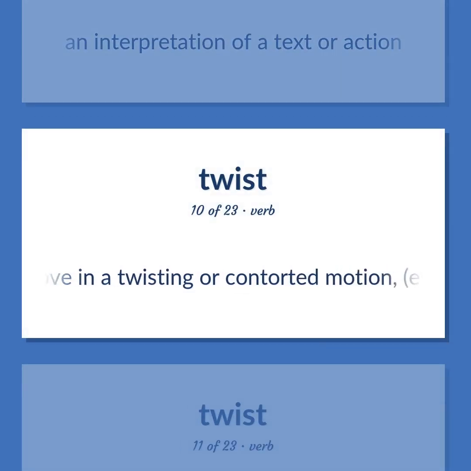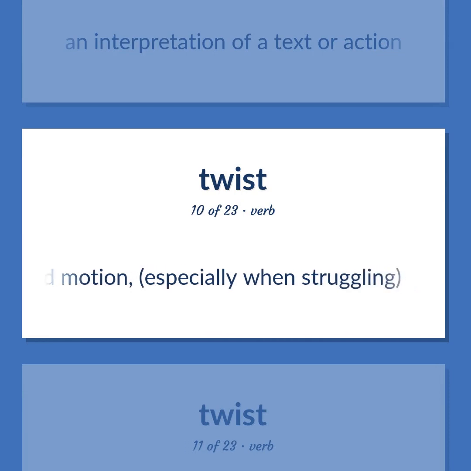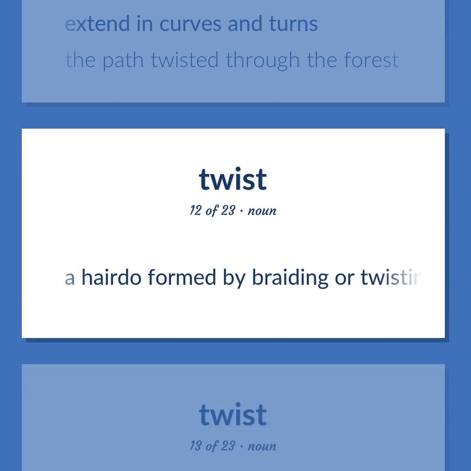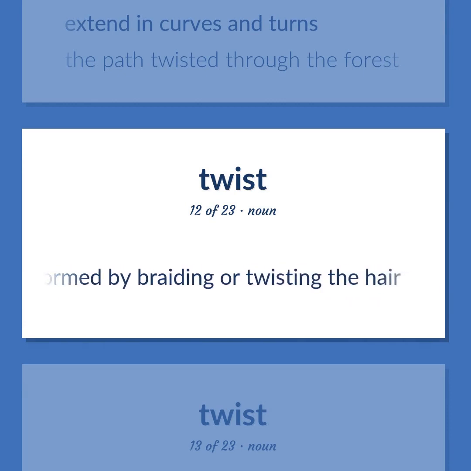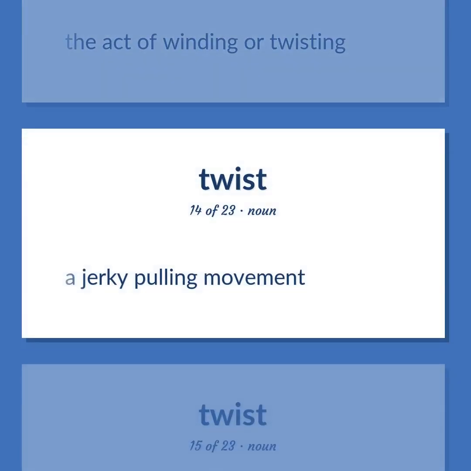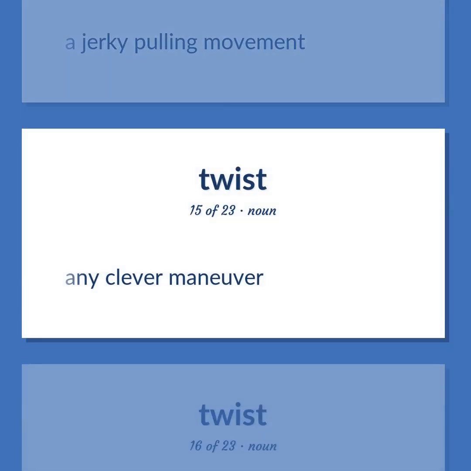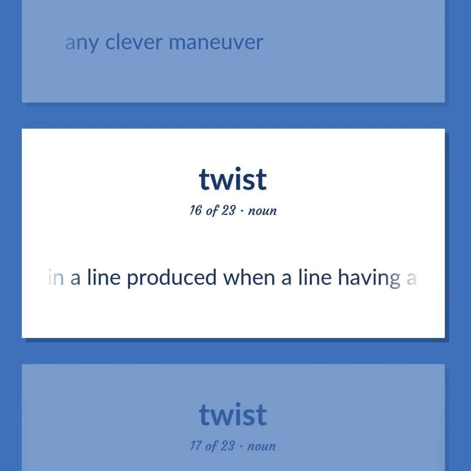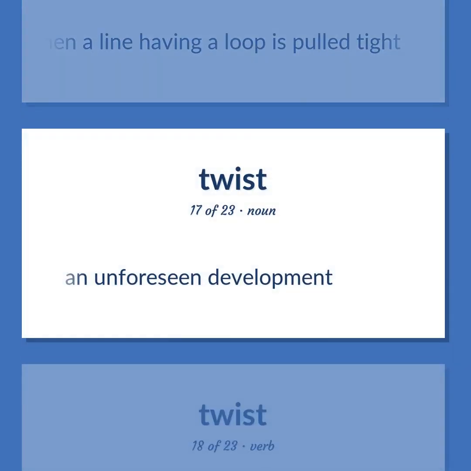To move in a twisting or contorted motion, especially when struggling. Extend in curves and turns. The path twisted through the forest. A hairdo formed by braiding or twisting the hair. The act of winding or twisting. A jerky pulling movement. Any clever maneuver. A sharp bend in a line produced when a line having a loop is pulled tight. An unforeseen development.